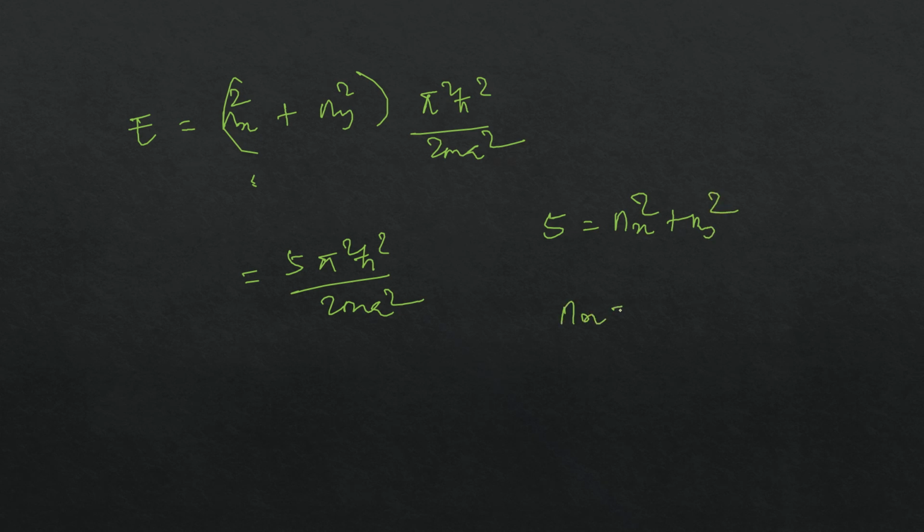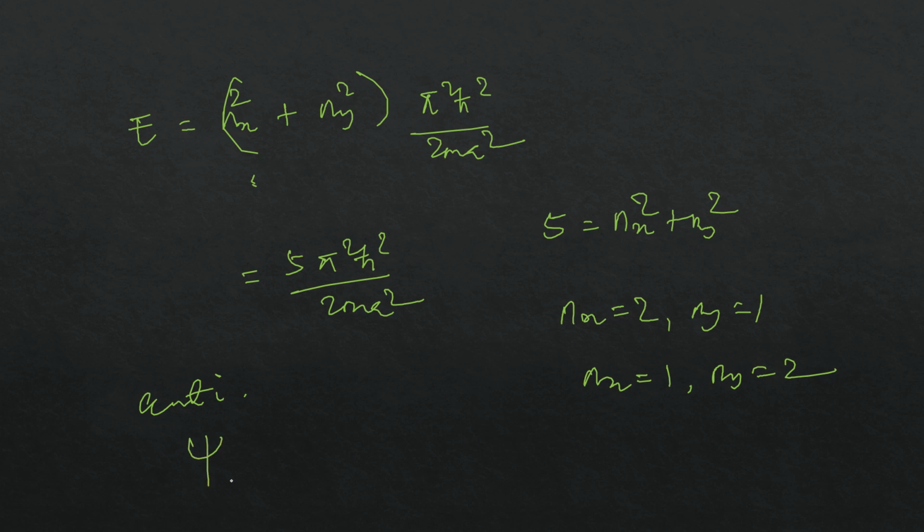So nx is equal to 2, ny is equal to 1, or nx is equal to 1, ny is equal to 2, like that, right? So this is antisymmetric. How can I write it? Psi of 1, 2, 1 by root 2. This is the way to write it. 1 by root 2 is the normalization factor.